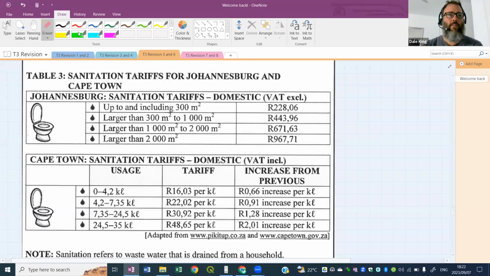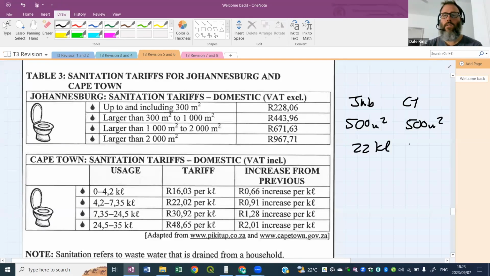All right. So they said both houses, Johannesburg and Cape Town, are 500 meters squared. That's the size of their property. And they're both using 22 kiloliters. And we've got to work it out on 22 kiloliters. Now, Ben, here's my question to you first of all. The Johannesburg one, all right? We can see here that they base their tariffs on house or property area, yeah? Yes. So do we need to even worry about this 22 kiloliters for Johannesburg?